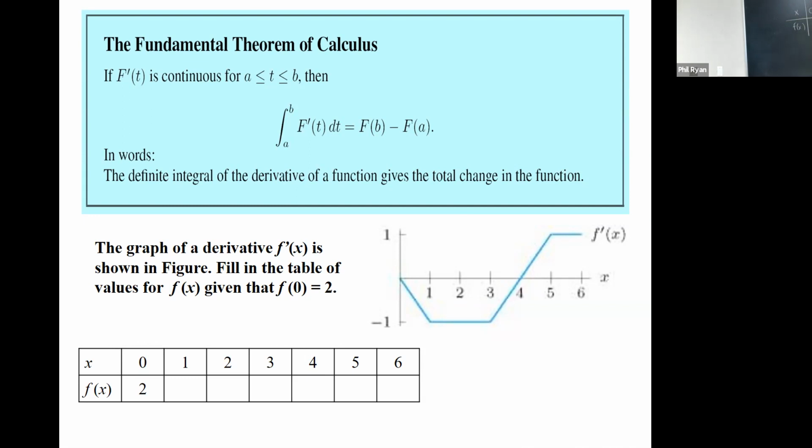Okay, so when we look at this, we know that the change in f from 0 to 1 is going to be the integral between 0 and 1. So what's the integral of this function between 0 and 1? What's the area of this little triangle here? It's 1/2. It's below the x-axis. So therefore, the change is minus 1/2. So we must be at 1.5.